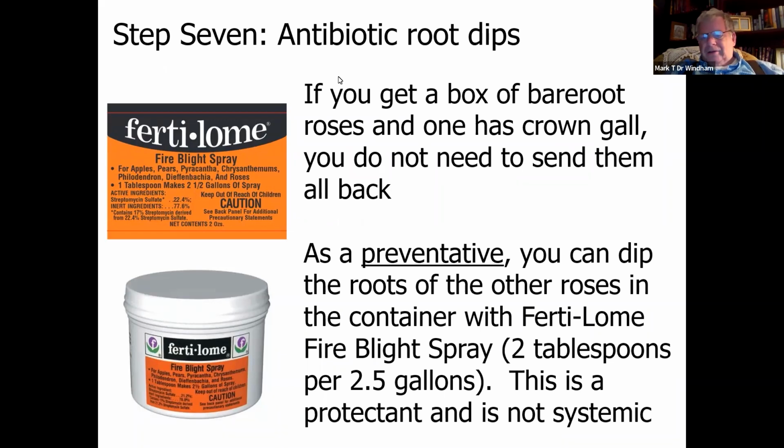Okay, I would not soak them in Clorox. Clorox damages roots. It will penetrate the roots, and any cells it comes in contact with, it will kill. So you don't want to use something like that. But fire blight spray has been proven to be effective for protecting roses before you plant them. Okay, so this is one thing we can do.